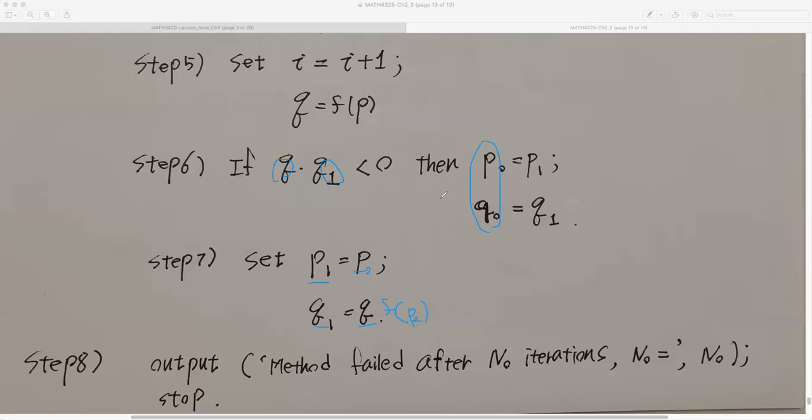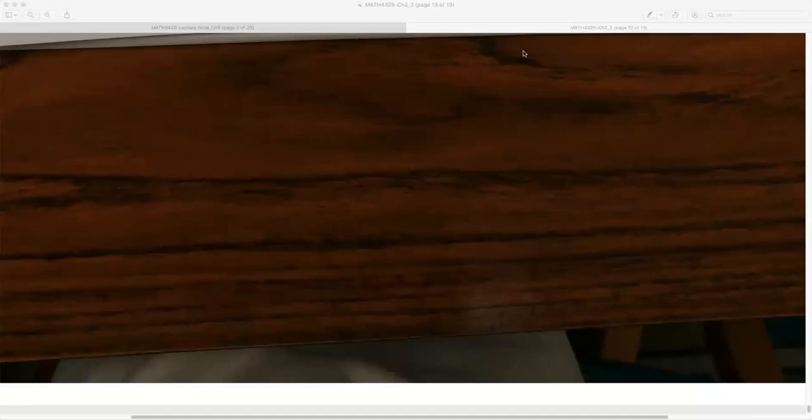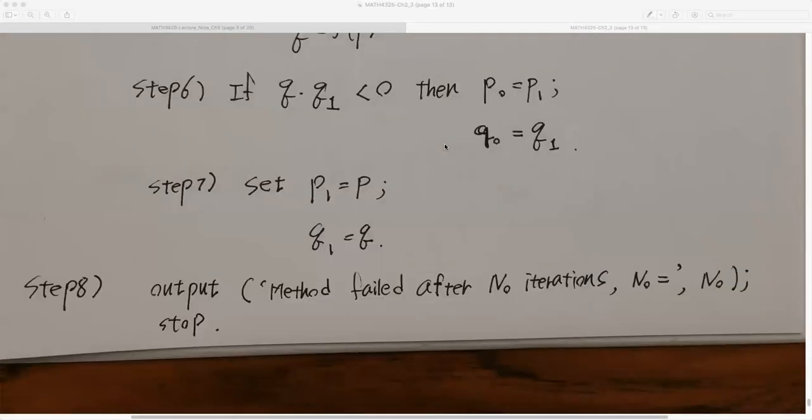Now P1, Q1 carry on to the next iteration, if f of P2 times f of P1 is less than 0. So this is the method of false position. You need to fully understand the algorithm of the method of false position first, before writing code. This is section 2.3, the secant method and the method of false position. Next time I'm going to cover section 2.4.